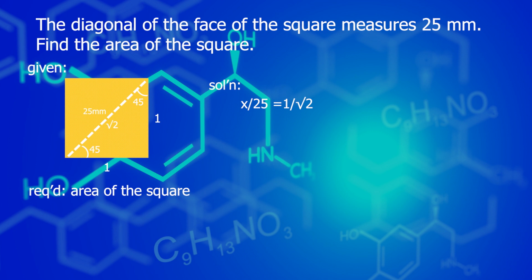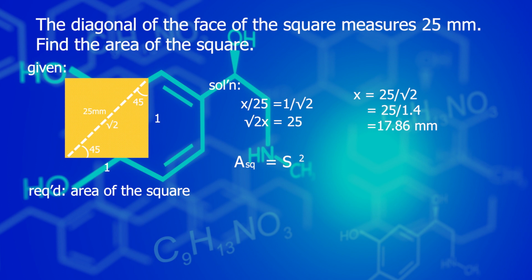So cross multiplying, you have square root of 2 times x equals 25. So x equals 25 divided by square root of 2. And the answer is 17.86 millimeters. Now this measures the side of the square.